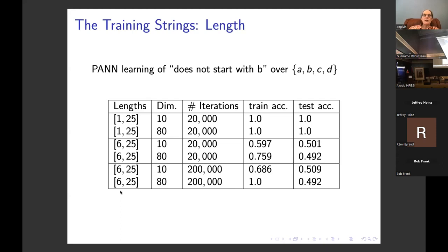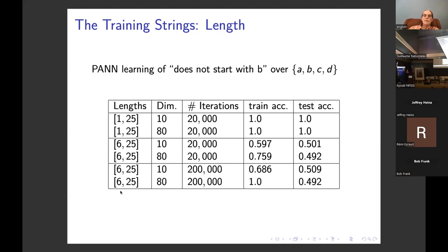However, if we change the training sample, again 1,000 strings, but it doesn't contain any of the strings of lengths 1 through 5, and we run for 20,000 iterations, well, it gets some distance on the training strings, but the testing strings remain at chance. So there is essentially no generalization. We see that the 80-dimensional one can do much better, that is, it gets up to 76% on the training sample, but still remains at chance on the testing sample.